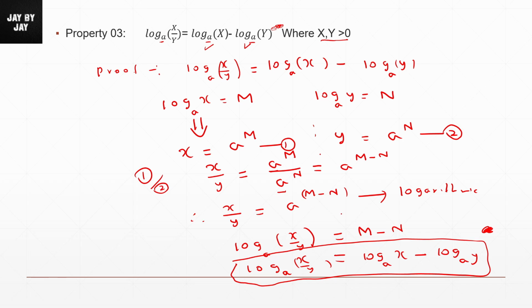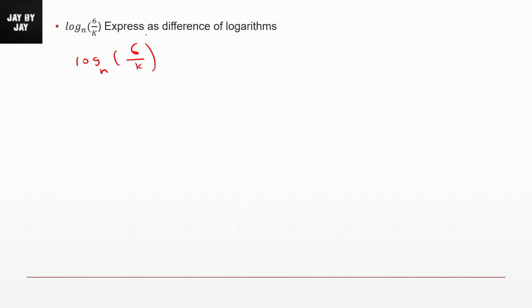Next, let's move to some examples. As the first example, we are given log base n of 6 over k, and asked to express it as a difference of logarithms. What is the rule behind that? You have learned that log of x divided by y equals log base a of x minus log base a of y. The same a here, in all the components.